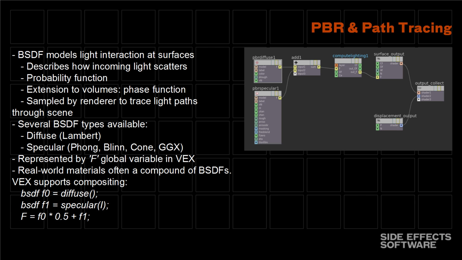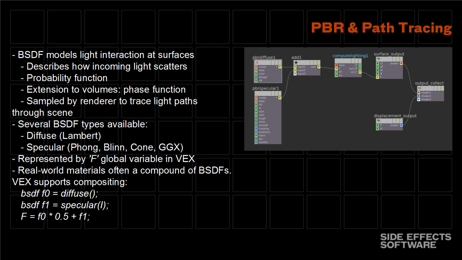As we mentioned, real-world materials are often compound. They involve multiple lobes. They sometimes involve very complex shapes. Things like hair shading have a very significant, interesting shape that's quite complex. So we offer the ability within VEX to composite BSDFs together to yield the final reflectance function.